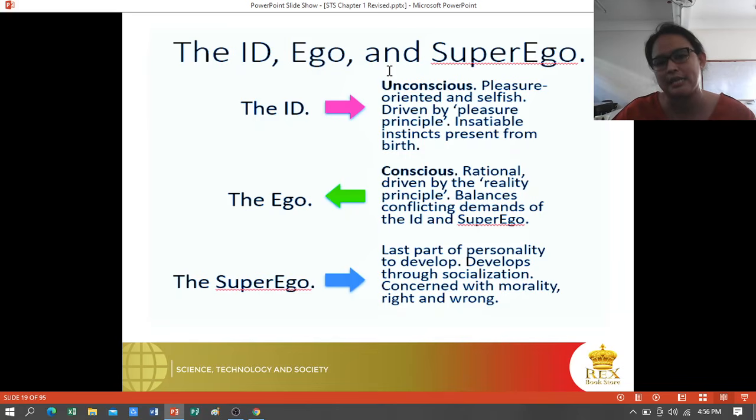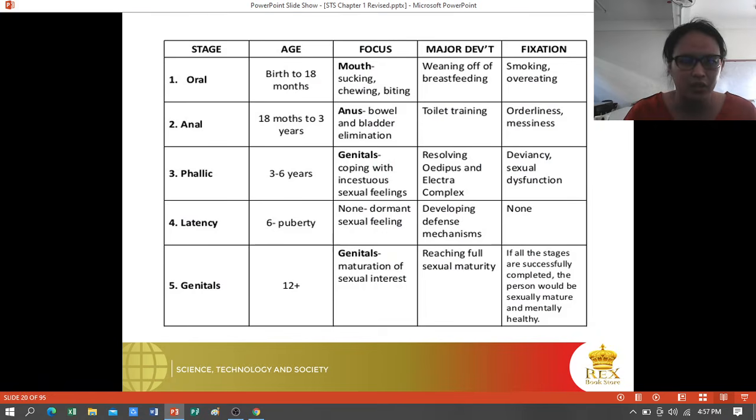And the last one is the superego. Last part of personality to develop through socialization, which of course included the concern with morality or the right and wrong. So yan yung kwan ni Sigmund Freud in the observation. Okay.